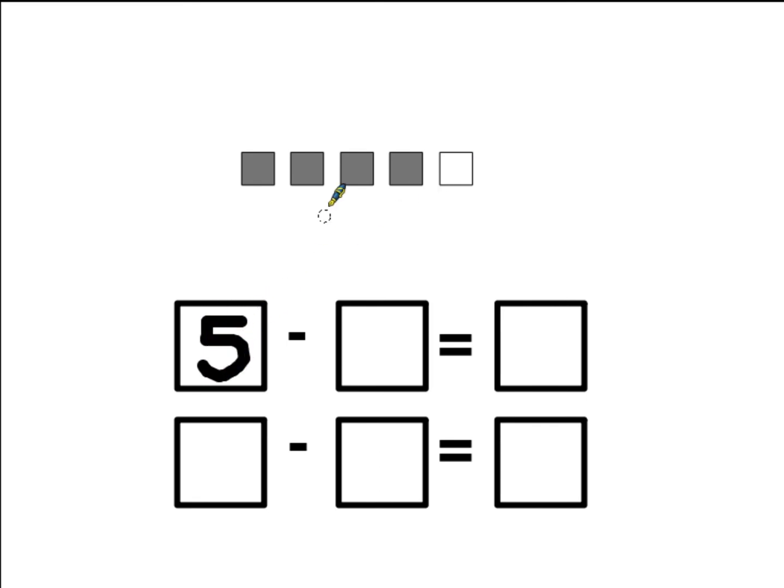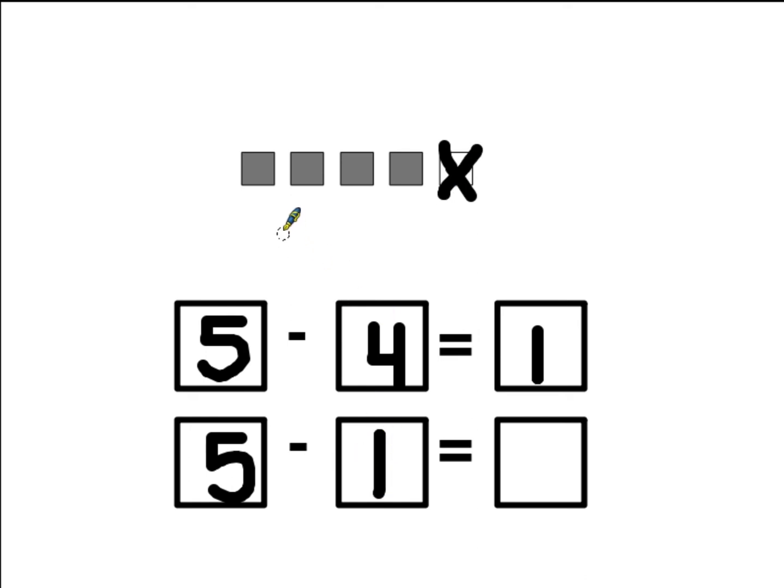Let's take away the gray ones. 4 equals how many white ones? 1. Take away, we have to start with all of them. All of them is 5. But instead of taking away the gray ones, we can take away the white one. 1 white one equals 4 gray ones left over.